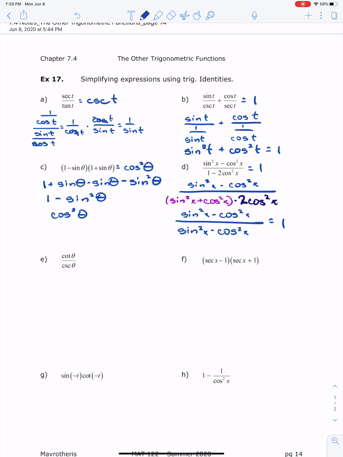Cotangent theta over cosecant theta. Cotangent is cosine theta over sine theta. Cosecant is 1 over sine theta. Both numerator and denominator over sine theta, we could see like example A, where that inverted and multiplied and those canceled out. This just becomes cosine theta.